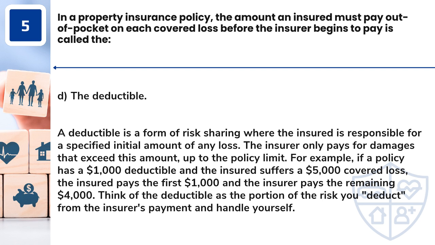Answer: D. The deductible. A deductible is a form of risk sharing where the insured is responsible for a specified initial amount of any loss. The insurer only pays for damages that exceed this amount, up to the policy limit. For example, if a policy has a $1,000 deductible and the insured suffers a $5,000 covered loss, the insured pays the first $1,000 and the insurer pays the remaining $4,000. Think of the deductible as the portion of the risk you deduct from the insurer's payment and handle yourself.